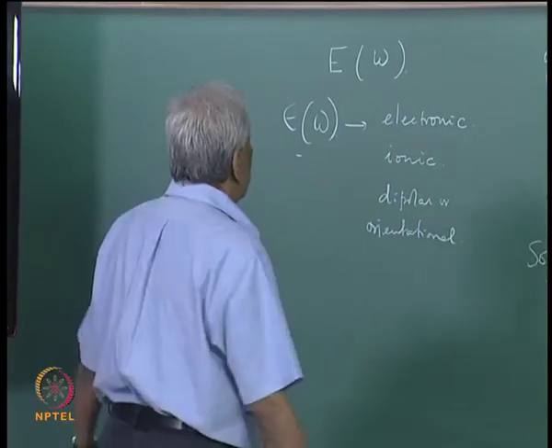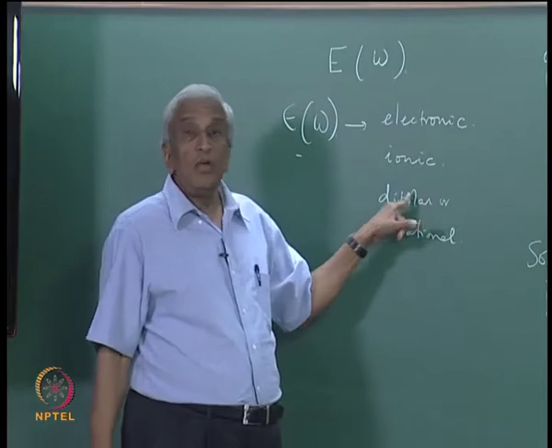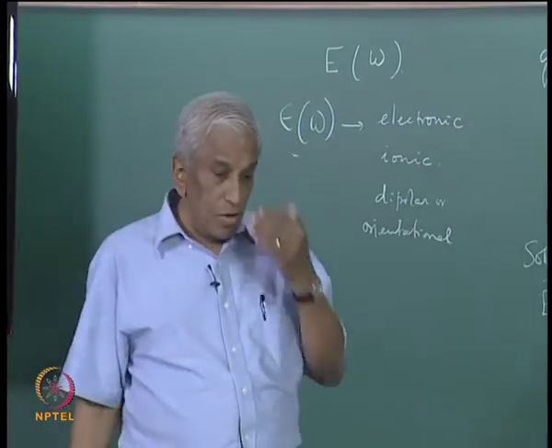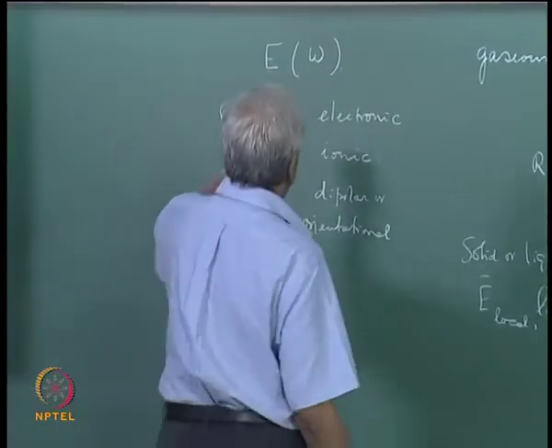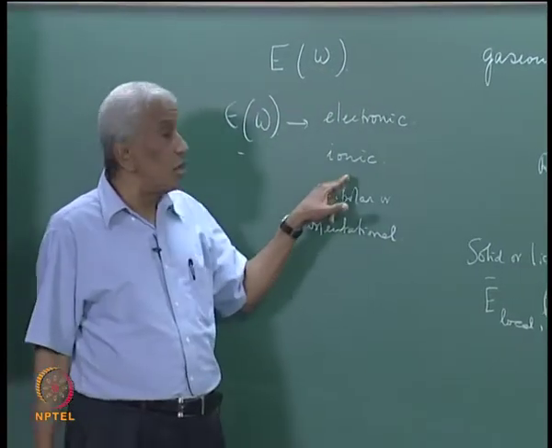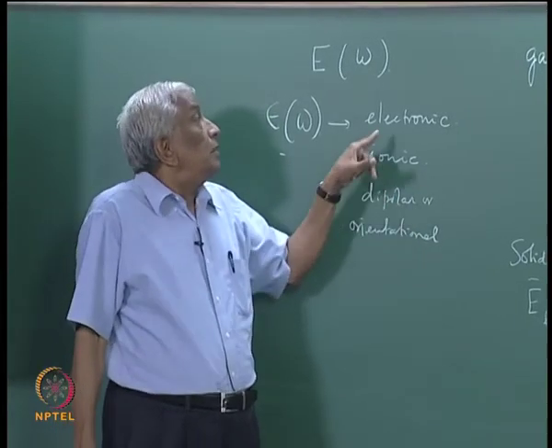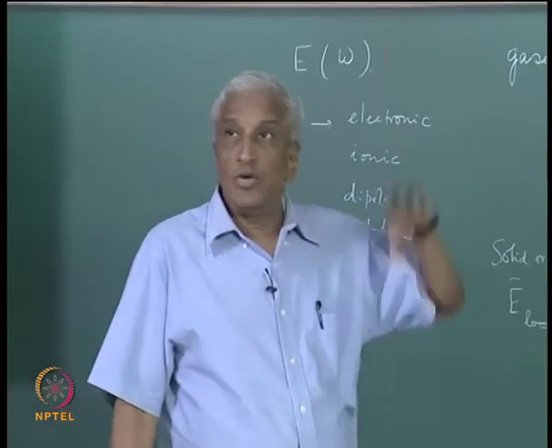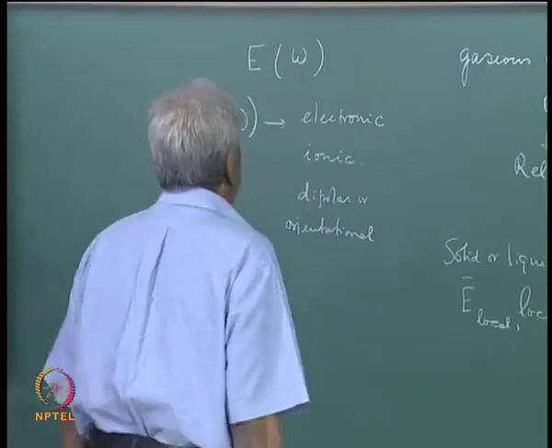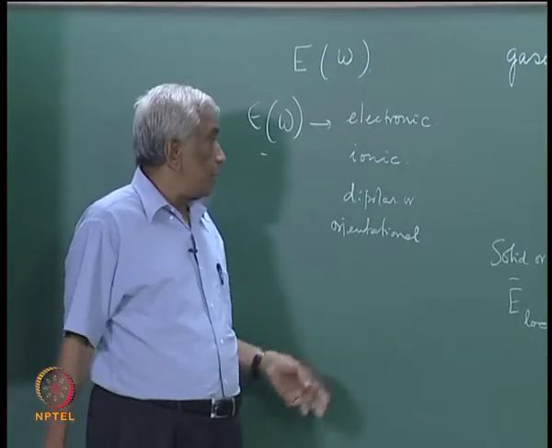Sodium chloride is an ionic material, and the ionic contribution will not be able to follow the fast frequency variations of the applied electric field, and therefore, it will not contribute to the polarization at high frequencies. Whereas, the electronic polarization will be able to follow; the polarization follows the field variations right up to the ultraviolet across the visible spectrum.